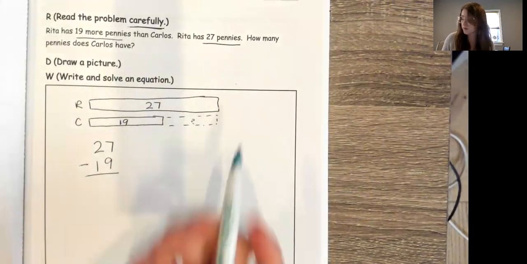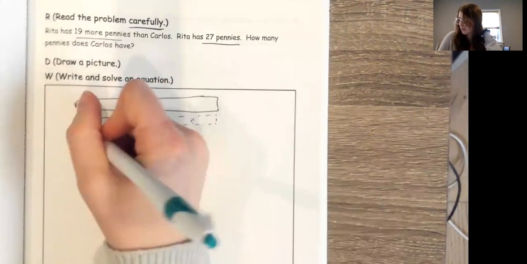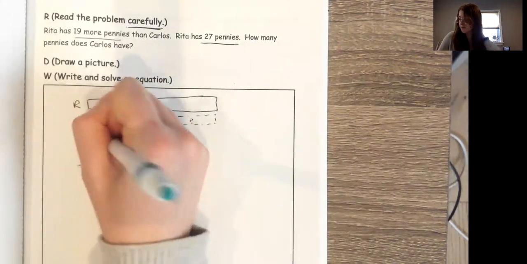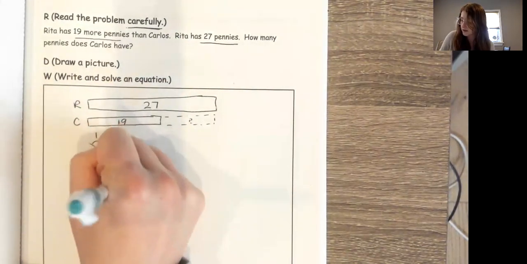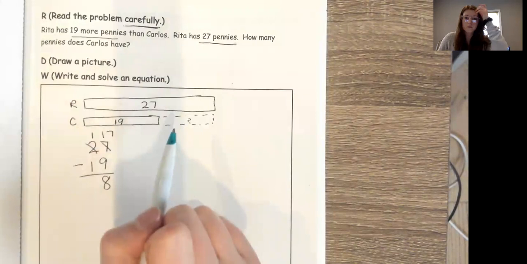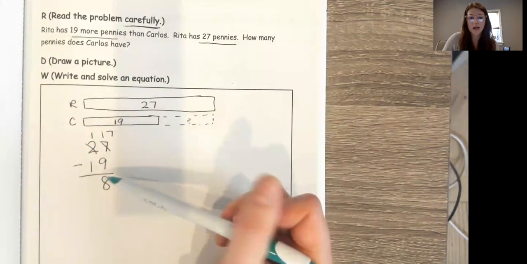I'm gonna always start in the ones place. So I can't do 7 minus 9, I don't have enough. So I'm gonna borrow from my tens place. This is gonna become a 1. This will become 17. 17 minus 9 gives me 8. Okay, so right now I found out that Carlos has 8 pennies.